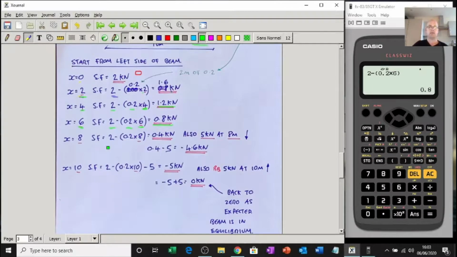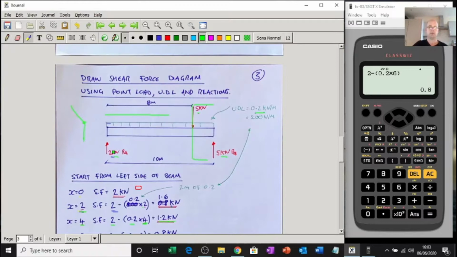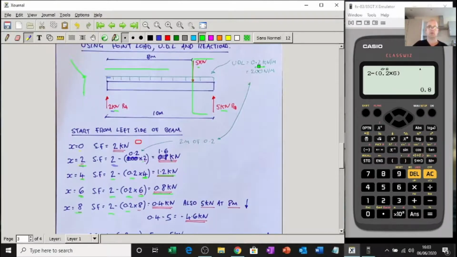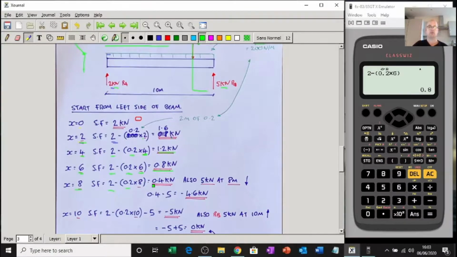So at x equals 8, I've got the 2 coming up here, there's my 2. I've got 8 meters worth of my 0.2. 8 meters in, and my UDL value is 0.2. That gives me 0.4 kilonewtons. So 2 take away 0.2 times by 8 gives me 0.4.